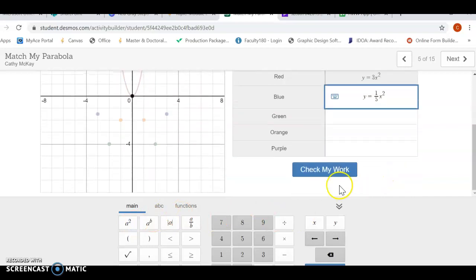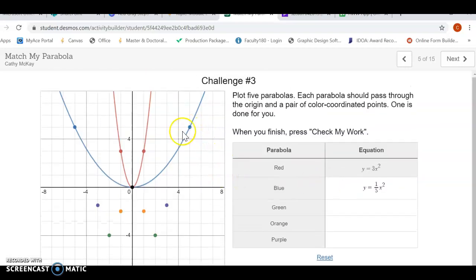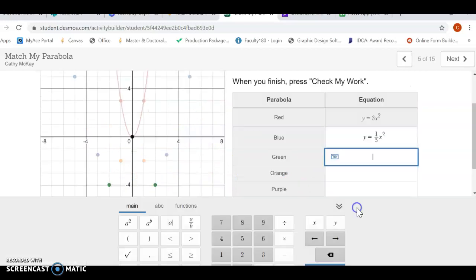And let's give that a check. Check my work. Look at that. So it's 1/5 x squared. Now let's look at the green one.